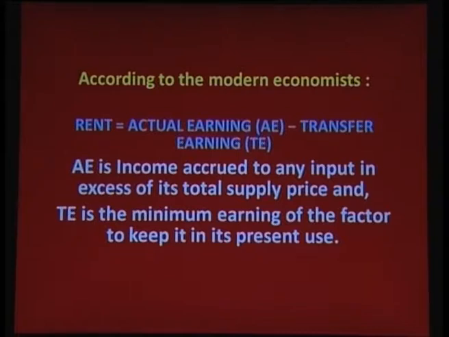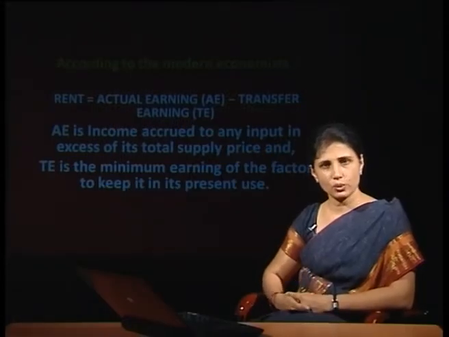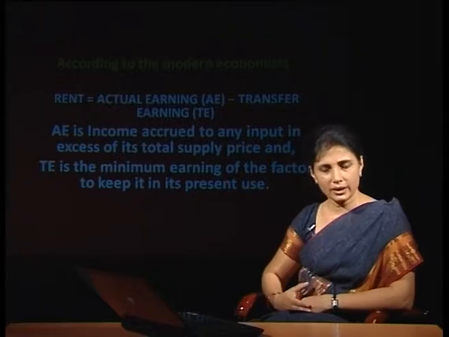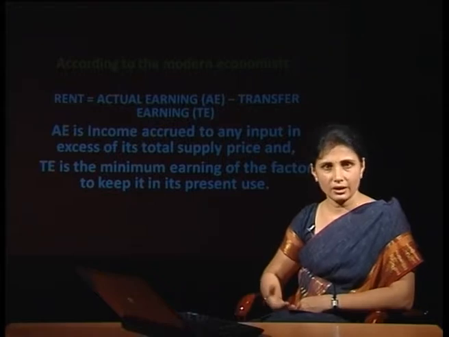According to the modern economists, rent is equal to actual earnings minus transfer earnings. Actual earning is income accrued to any input in excess of its total supply price, and transfer earning is the minimum earning of the factor to keep it in its present use. So, economic rent, according to the modern economists, is the difference between actual earning or actual income minus transfer income, which has another name, that is opportunity income or income arising due to opportunity cost.